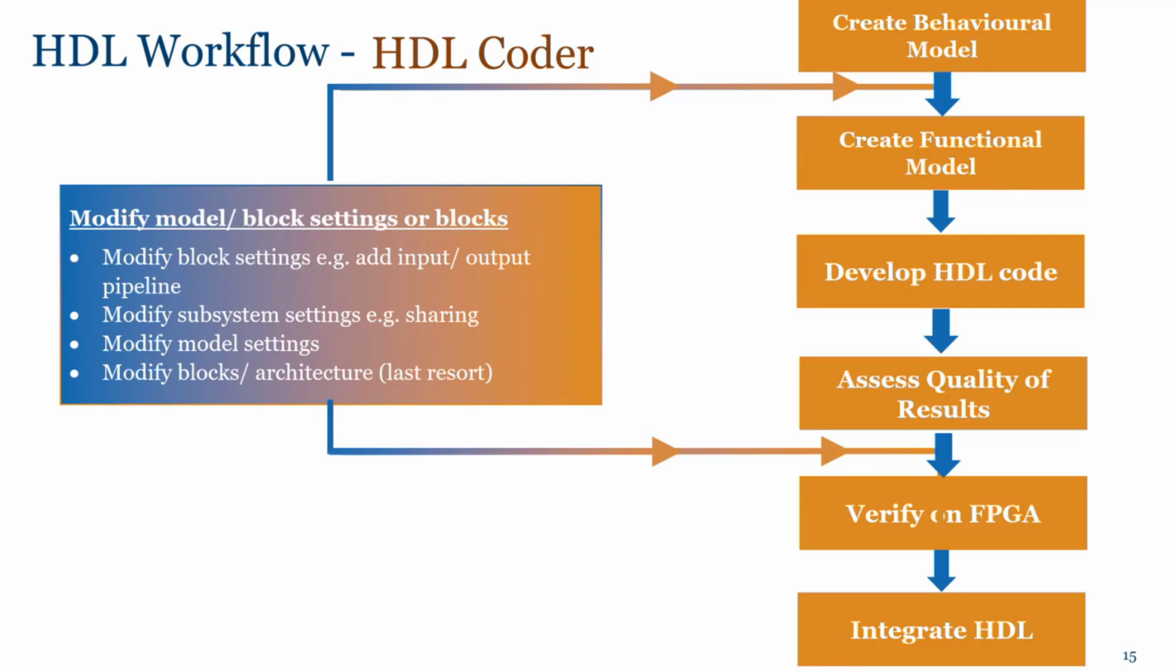And in that case, we'll stop talking about developing HDL code, but rather generating HDL code, right? So, to generate HDL code or to modify our code, we'll not go and modify our code by hand, but rather we'll stick to the Simulink environment where we can modify the block settings, for example, modify some subsystem settings, some model settings, and finally modify the architecture if needed.